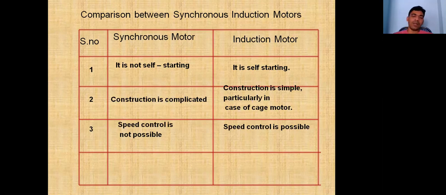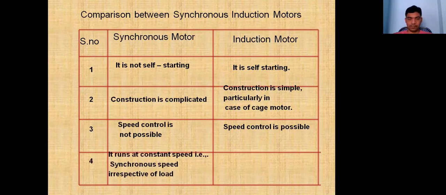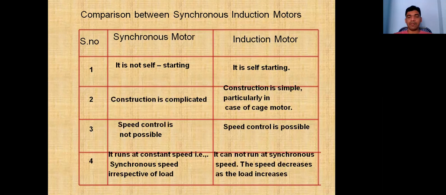Synchronous motor speed control is not possible because it is a constant speed motor. It runs at a constant speed, the synchronous speed. But induction motor speed control is possible. Synchronous motor runs at constant speed, that is synchronous speed, irrespective of load. Induction motor cannot run at synchronous speed. The speed decreases as the load increases.